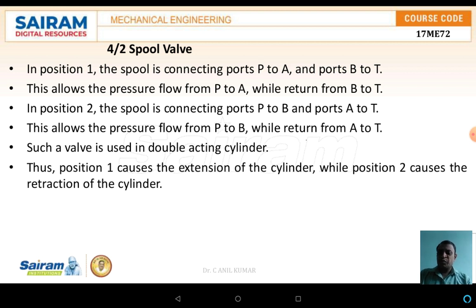In position 2, the spool connects P to B and port A to T. This allows the pressure flow from P to B while the return is from A to T. See, such valves are used for what are called double acting cylinders.